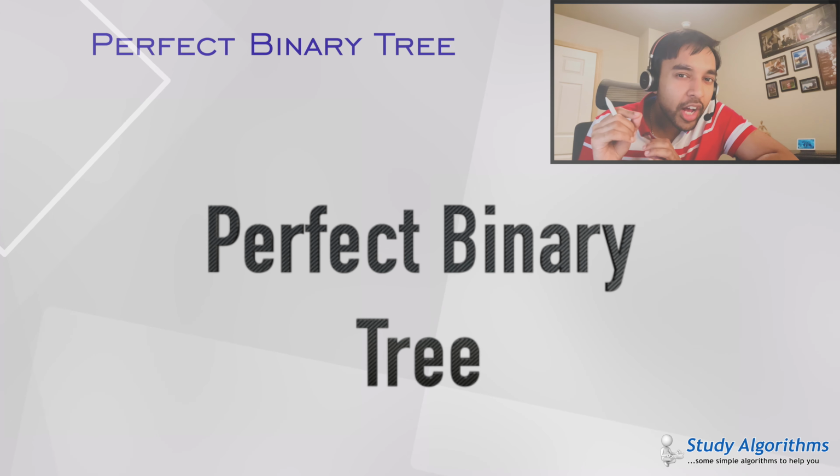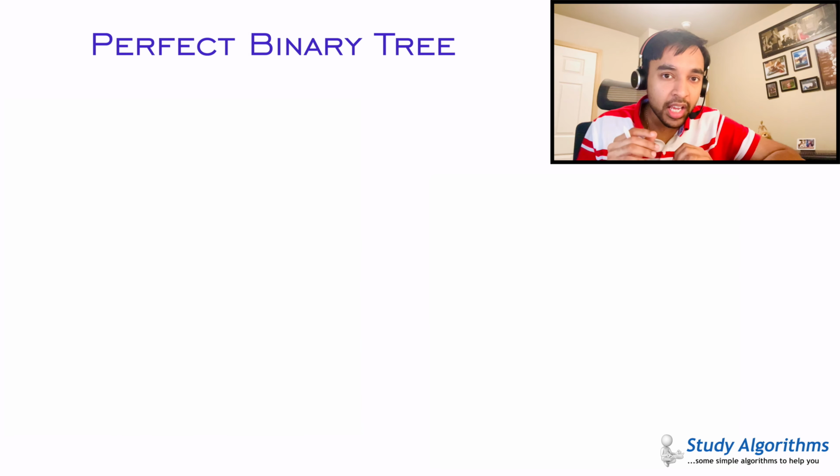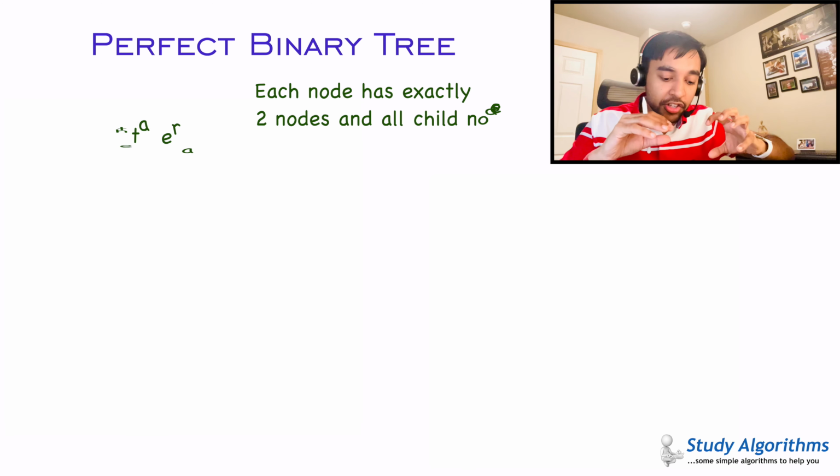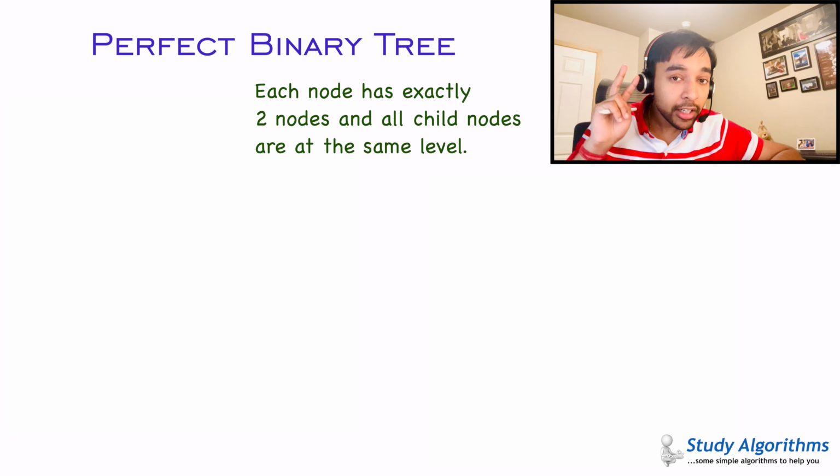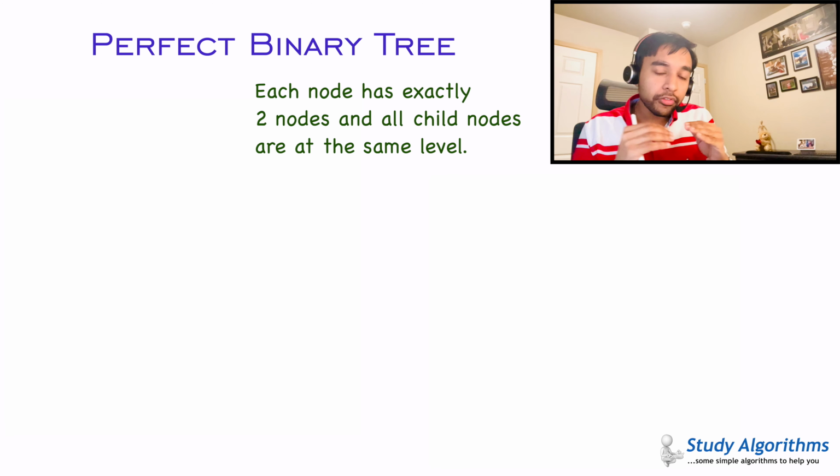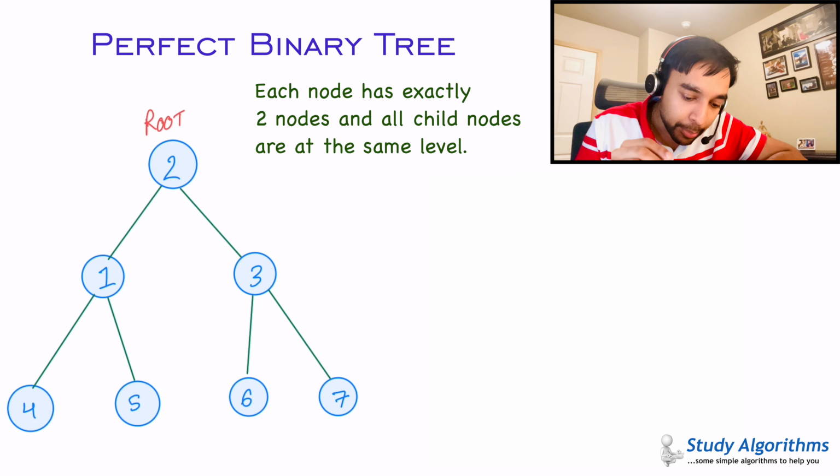Going forward, you have the concept of a perfect binary tree. A perfect binary tree is a special case of a full binary tree where each of the nodes has exactly two child nodes and all of the leaf nodes are at the same level. So let us take up one example.